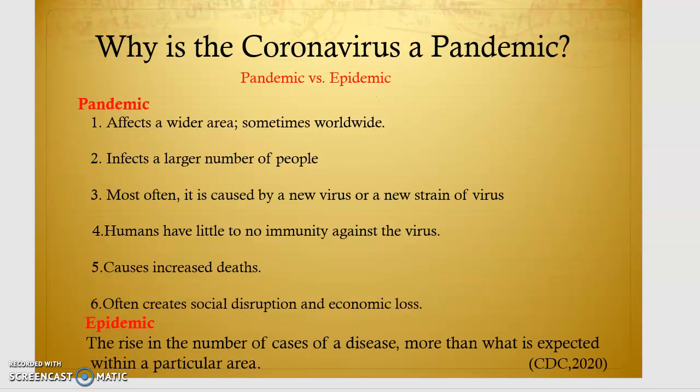Why is the coronavirus a pandemic? It's a pandemic because it affects a wider area, sometimes worldwide, and in this case, it's definitely worldwide. It affects a larger number of people. Most often, it is caused by a new virus or new strain of the virus, and humans have little or no immunity against the virus. It causes increased deaths and often creates social disruption and economic loss. And as you can tell through this pandemic, all of those apply.